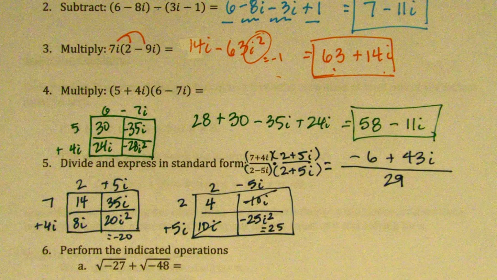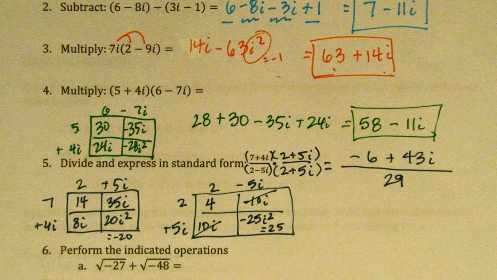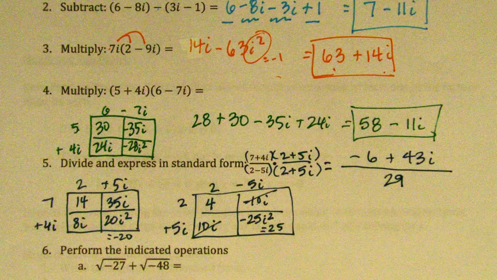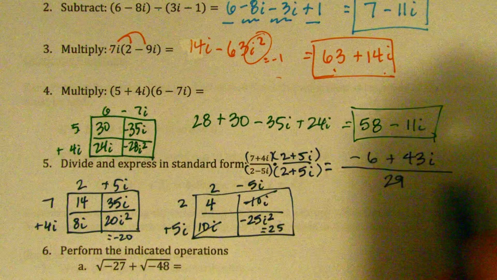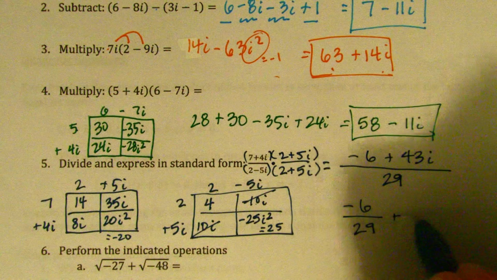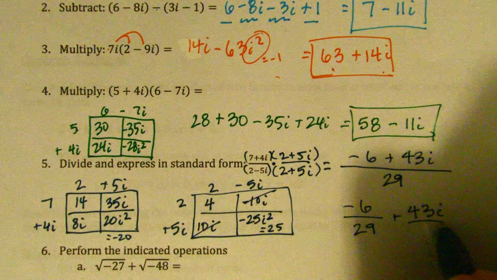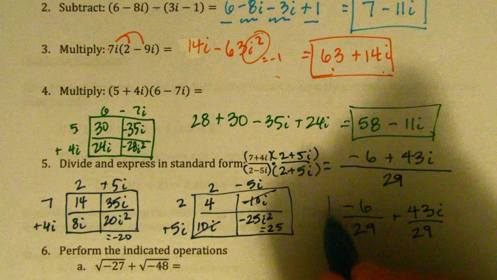So that's the whole process of dividing complex numbers, is we want to get the imaginary portion of it out of the denominator. Now you can leave it together as a single fraction like this, or you can separate it. But if it was possible to reduce this fraction, we would need to reduce them.